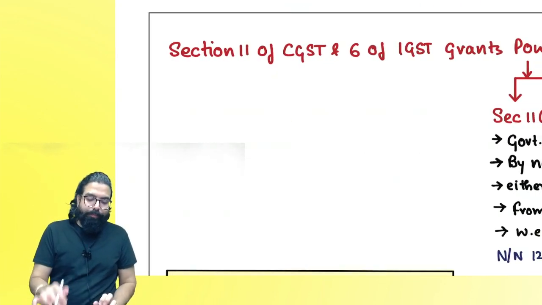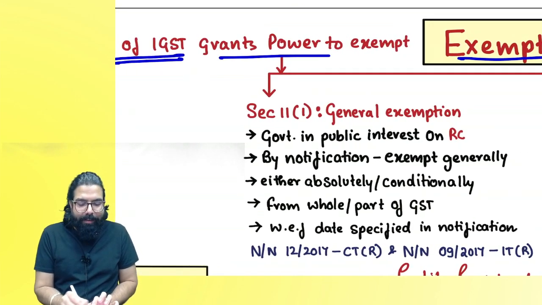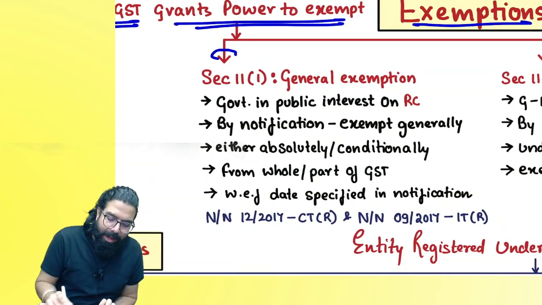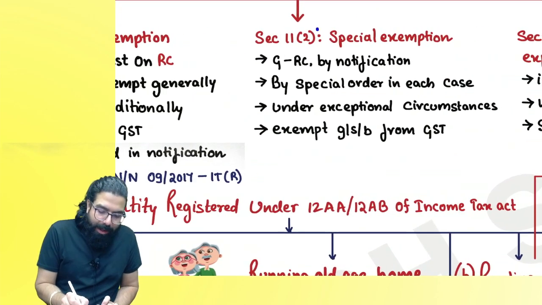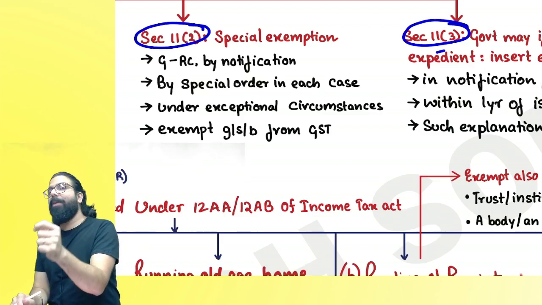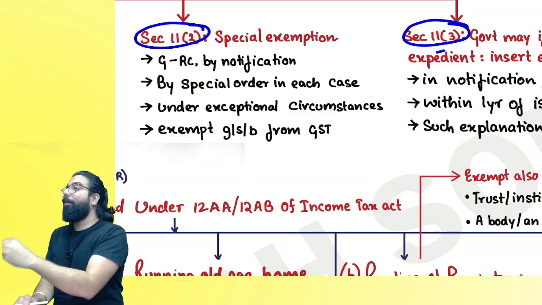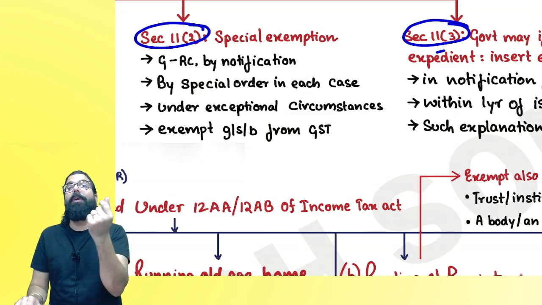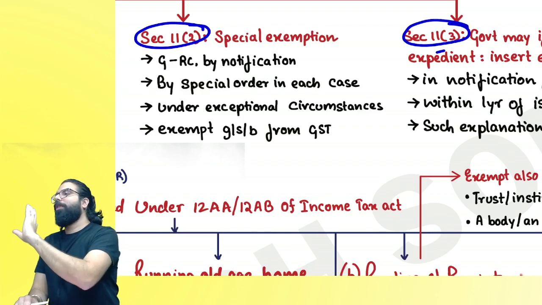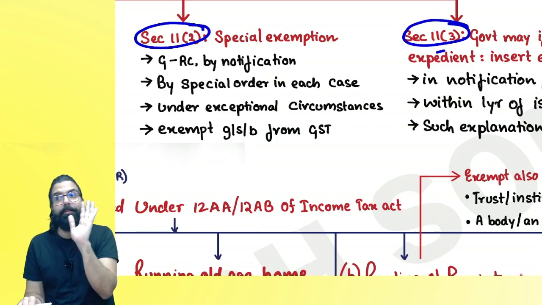Are we clear, everyone? Now, Section 11 of the CGST Act and Section 6 of the IGST Act grant the power to whom? To the government, to grant exemption. We have Section 11(1), Section 11(2) and Section 11(3). All three are powers with the government. Section 11(1) gives the power that whenever the government feels that in public interest it has to exempt something, it uses the power under Section 11(1) and exempts some goods or services from the whole of GST or maybe a part of GST. Not full GST, half GST also exemption can be given.